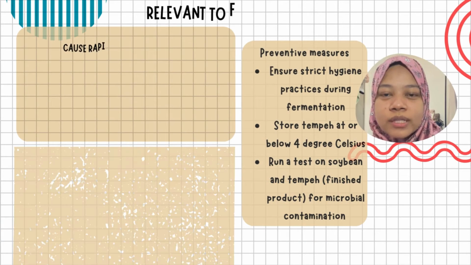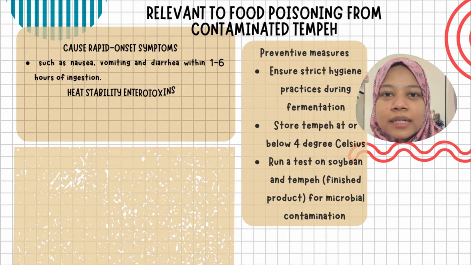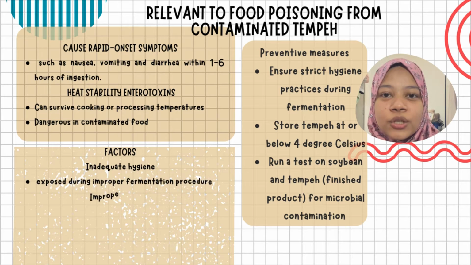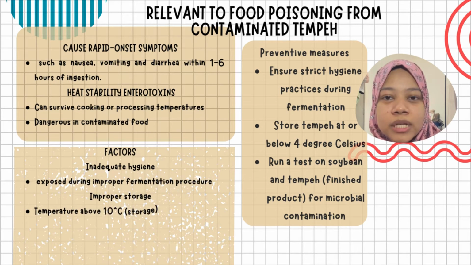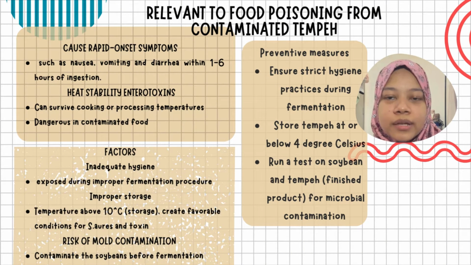These enterotoxins cause rapid onset symptoms such as nausea, vomiting, and diarrhea, typically within 1 to 6 hours after consumption. The heat stability of these toxins means they can survive cooking or processing temperatures, making them particularly dangerous in contaminated foods. Contamination can occur during various stages of production, especially when hygiene practices are inadequate or when the product is exposed to improper storage conditions. High temperatures above 10 degrees Celsius and extended storage periods create favorable conditions for the growth of S. aureus and toxin production, which is enterotoxin.